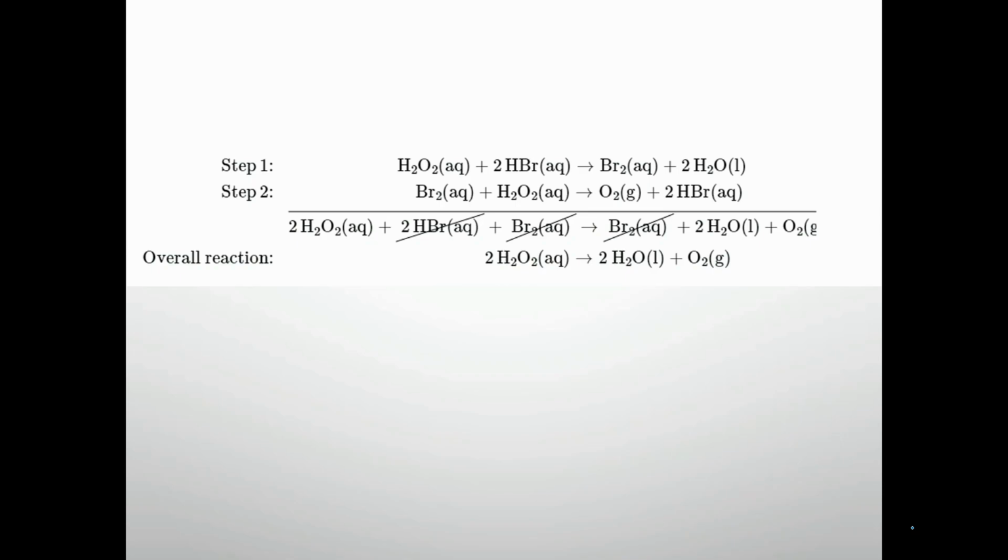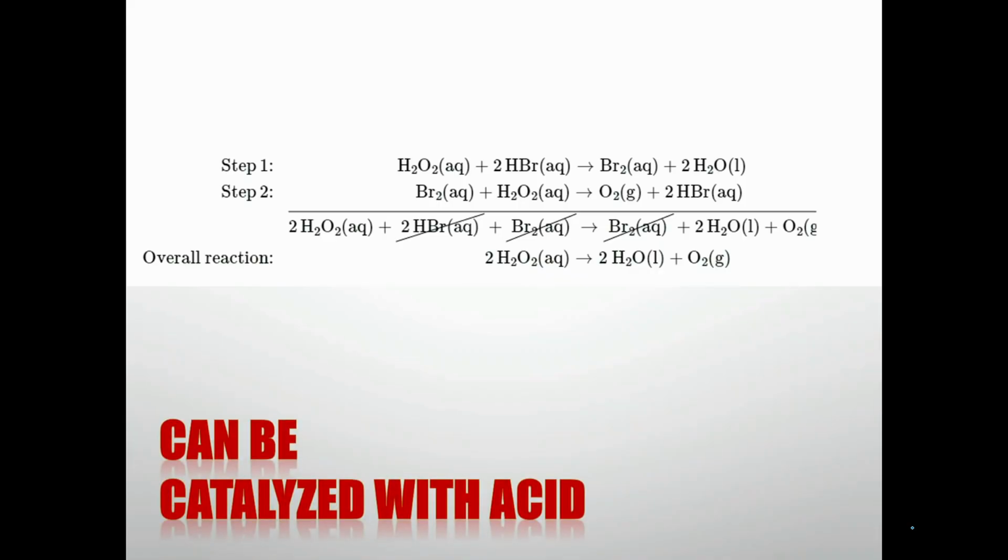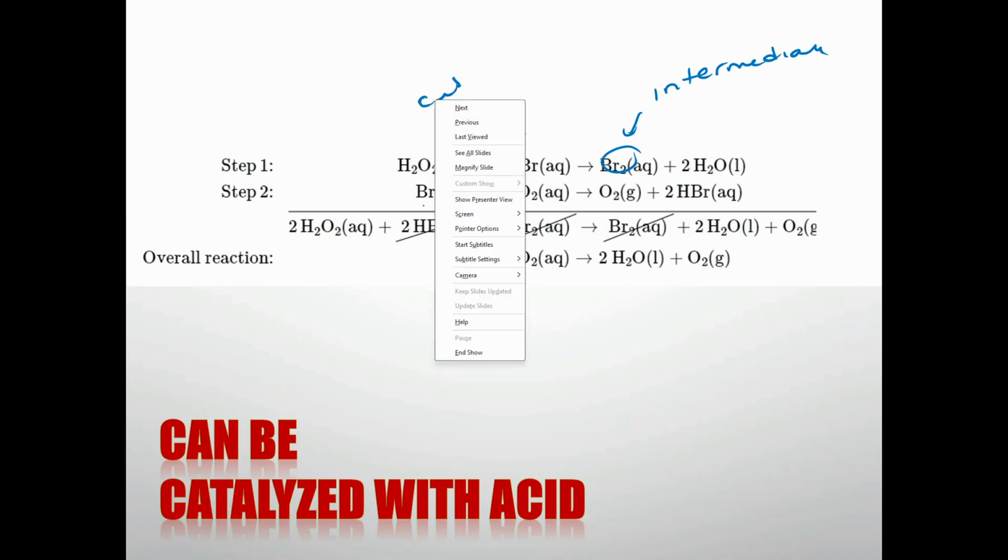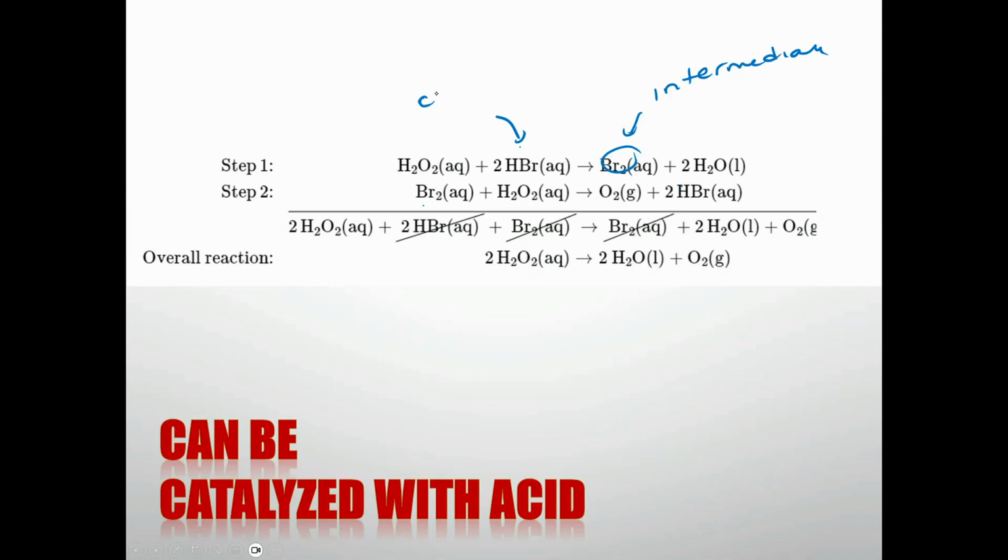But then I take a second bromine, I react it with a second H2O2, and I get the oxygen out, and I get HBr. So again, I have a catalyst and an intermediate here. So I can catalyze this reaction, and Br2 is an intermediate because I'm making it in step 1 and using it up in step 2, but HBr is a catalyst, because I'm using it in step 1 and it comes back in step 2.